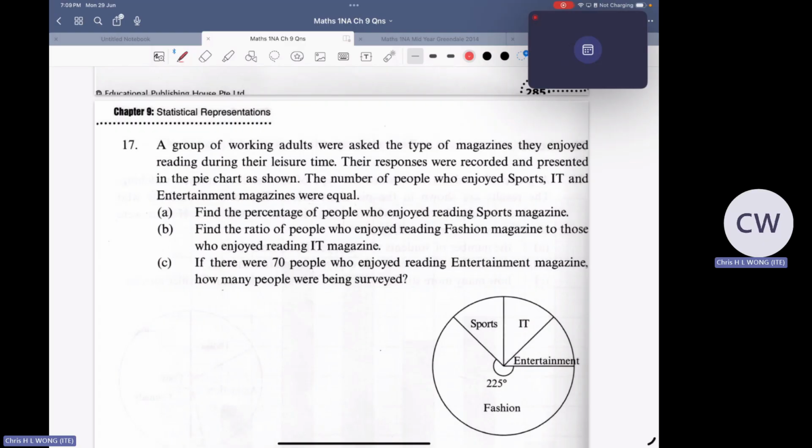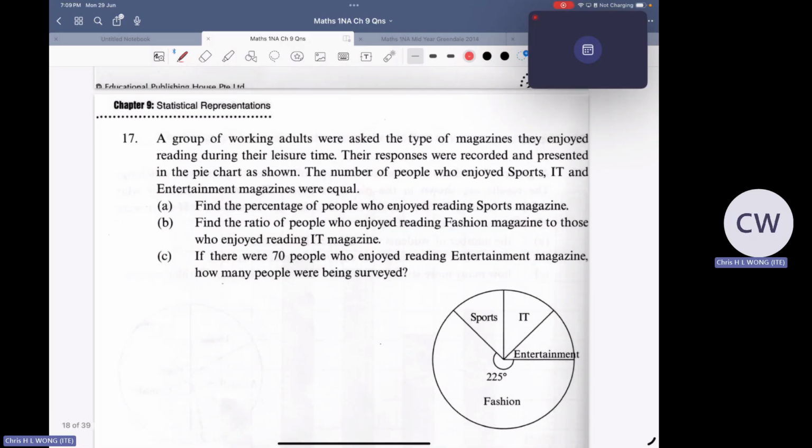Okay, another pie chart. Let's see what they want. When you're reading the question, write down those things that they give you. A group of working adults were asked the type of magazine they enjoy reading during their leisure time. Their responses were recorded. So understand what the chart is about. This chart represents the people being surveyed and what they like to read during their free time. Their responses were recorded and presented in the chart as shown.